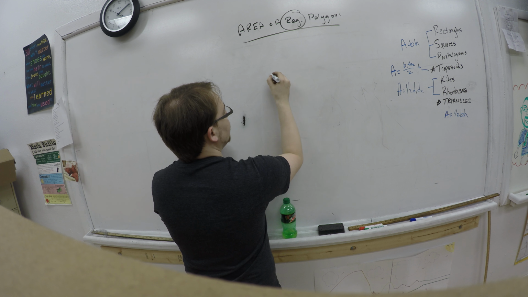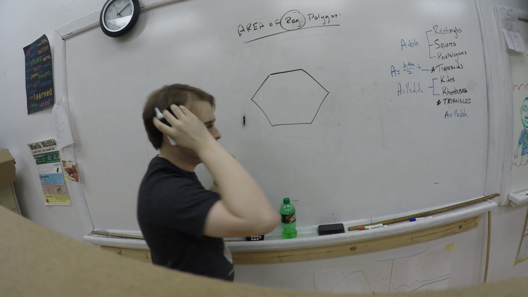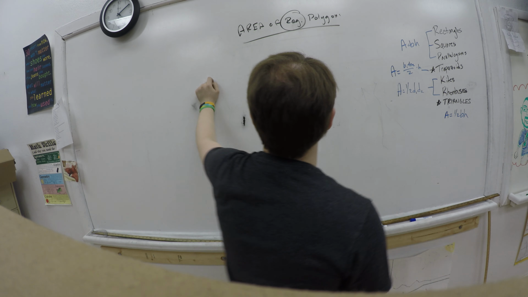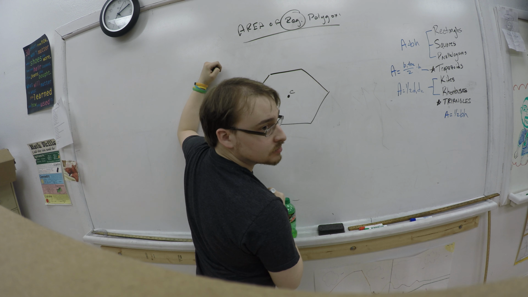Again, this is a regular hexagon because it has 6 sides. And trust me that they're all equal. I'm not perfect, but they are because I told you it was regular. Regular shapes have centers.